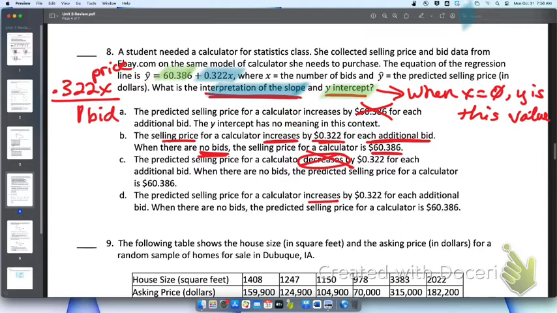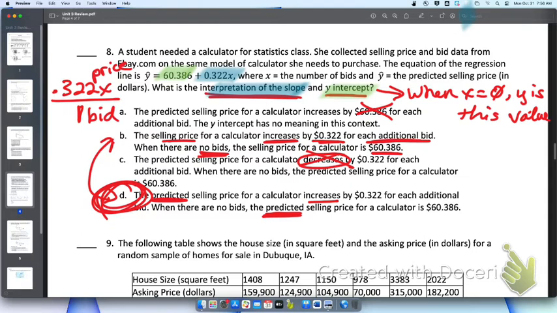What's the only difference between B and D, y'all? One says predicted. So which one is it? It actually is D, because we are predicting when we're using the regression line. So B was a distractor, and we almost got distracted. And that's why you keep reading.